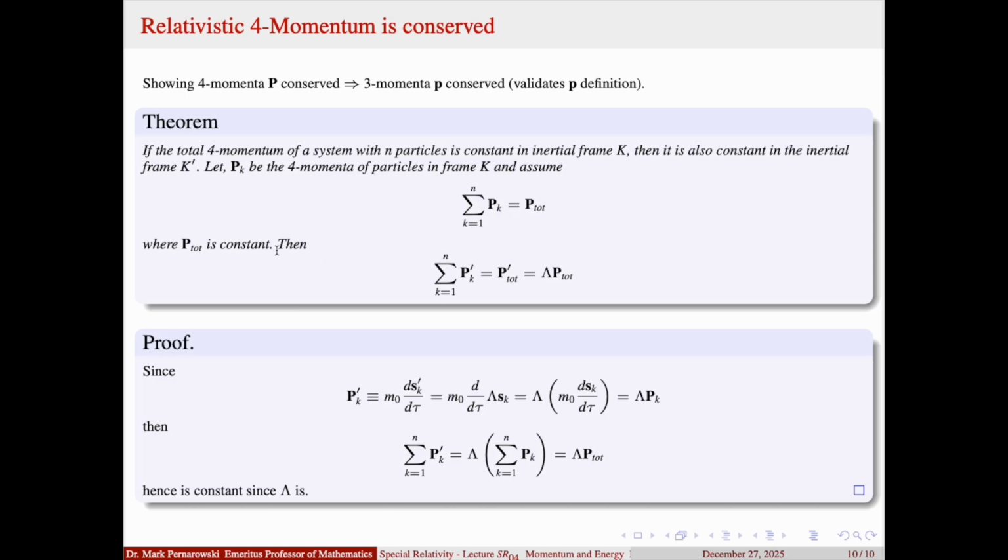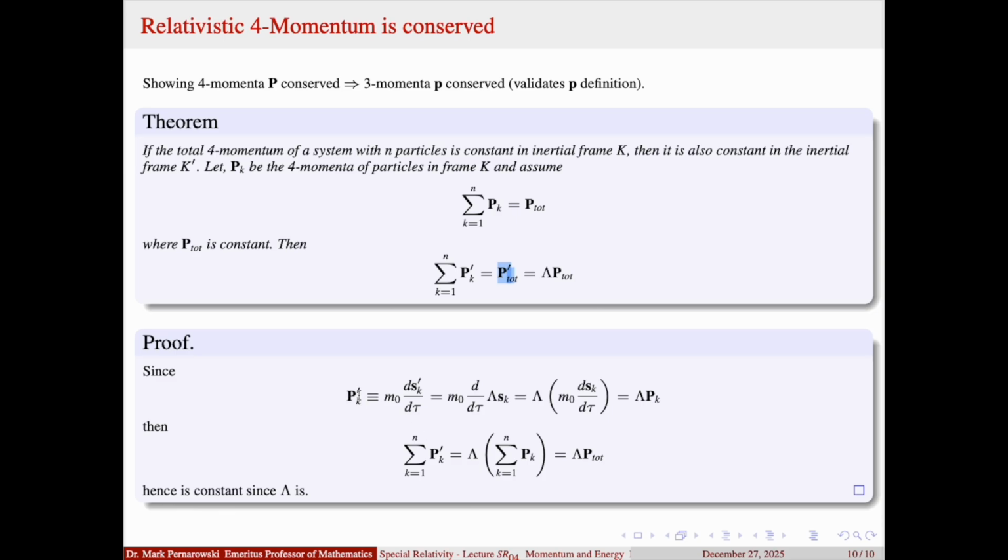Then I claim that in the K prime frame, I see something similar. I see that if the conservation holds in K, then there will be a corresponding conservation law in K prime. The only difference is that the total momentum will be a little bit different. It'll basically be the K total momentum times the Lorentz matrix will give me the K prime total momentum. And this is very, very easy to see down below.